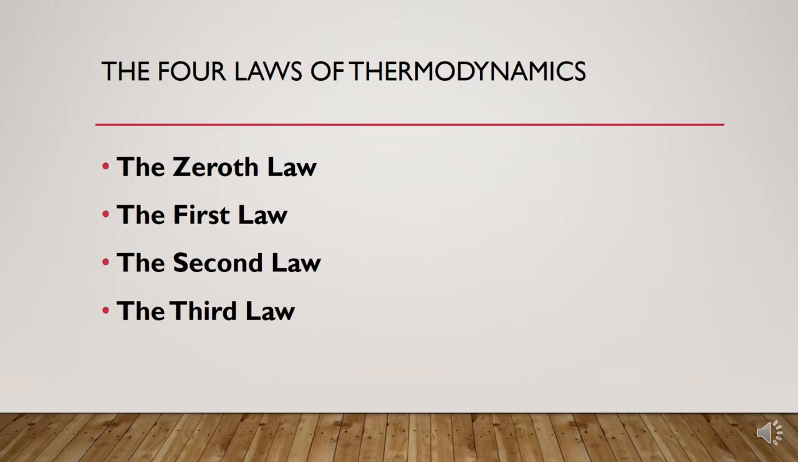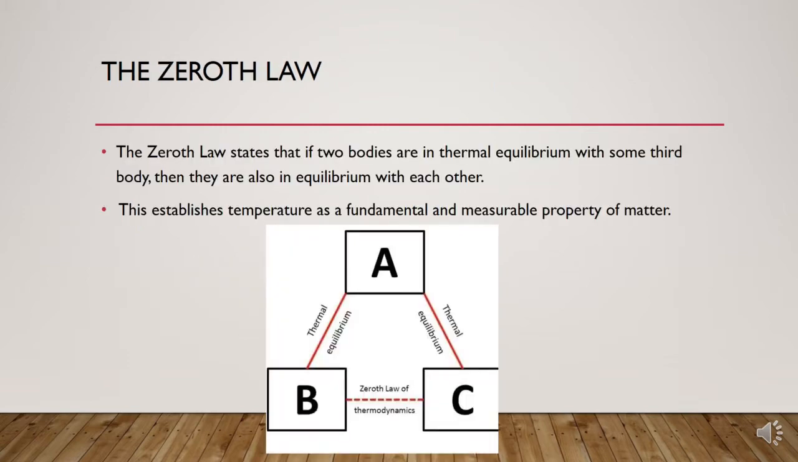There are 4 laws of thermodynamics: the zeroth law, the first law, the second law, and the third law. The zeroth law states that if two bodies are in thermal equilibrium with some third body, then they are also in equilibrium with each other. This establishes temperature as a fundamental and measurable property of matter.